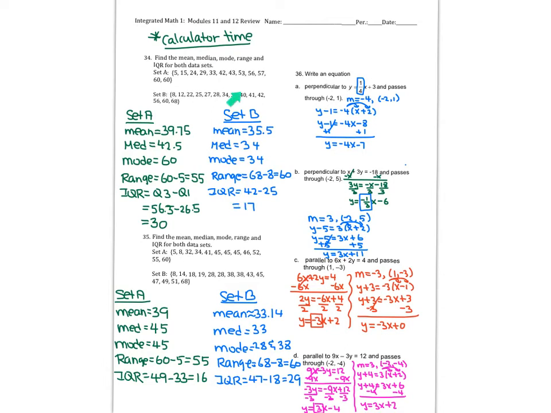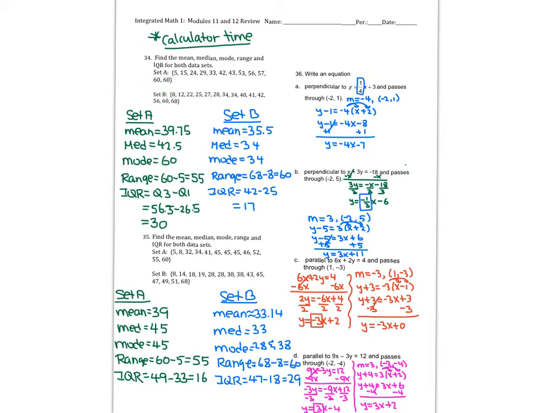On number 34, it's time for your calculator. If you remember correctly, you press stat, you press enter, and then you type in all of this data here. Then you press stat, move over to the right, calculate, and hit enter many times until you get this list. Now remember, the mean comes up, the median comes up, the mode is the number that you see happening the most. So in this case, we see 60 the most.